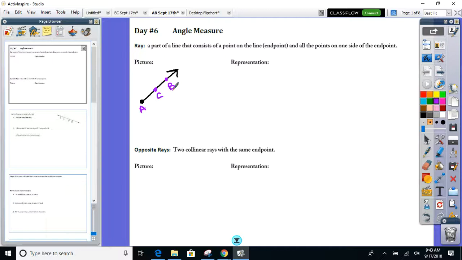Last week, you could name it. Did the order matter when you named a line or a segment? You could call it segment AC or CA. It would have been the same thing. Not for a ray, though. Order matters.